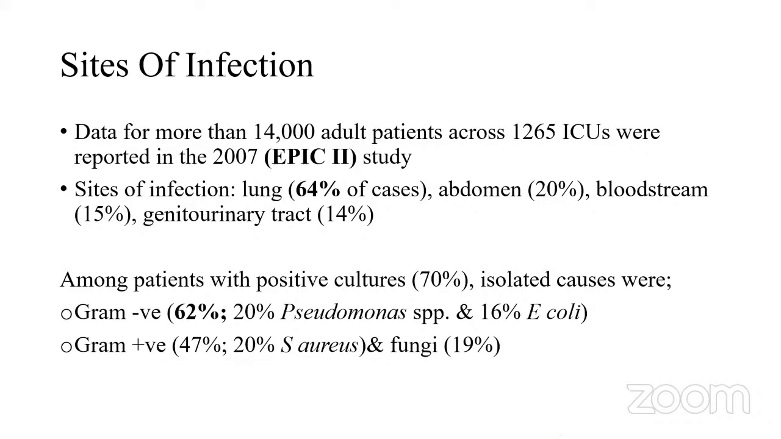The gram-positives, they comprised 20% of Staph aureus, and then we had the fungi at 19%. Very often we don't culture for fungi, but you can see it's a fairly prevalent source of infection, fungi.